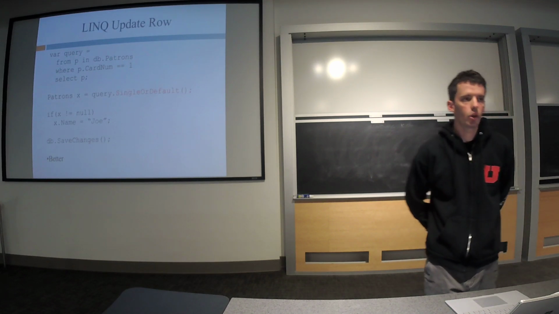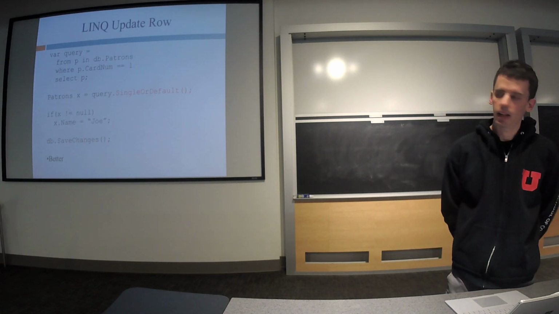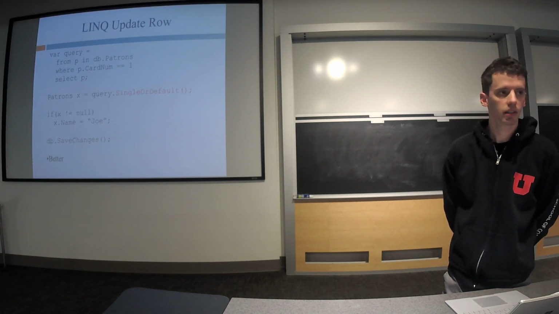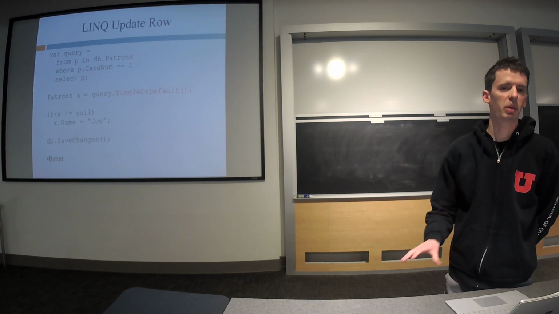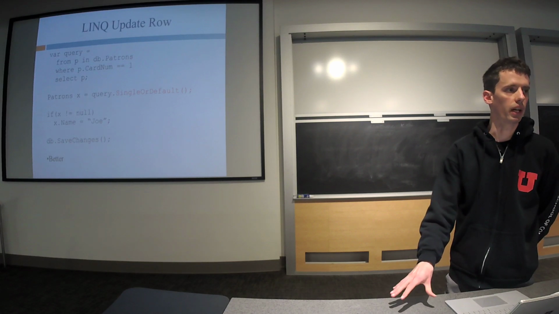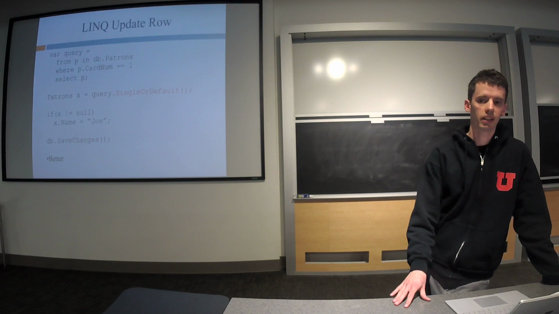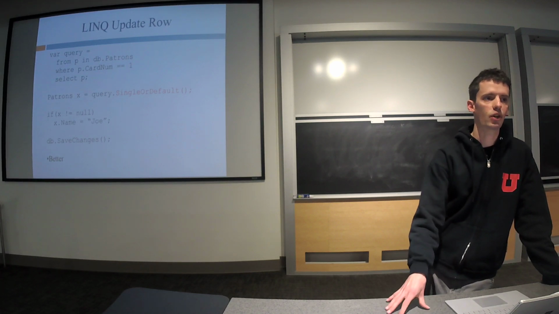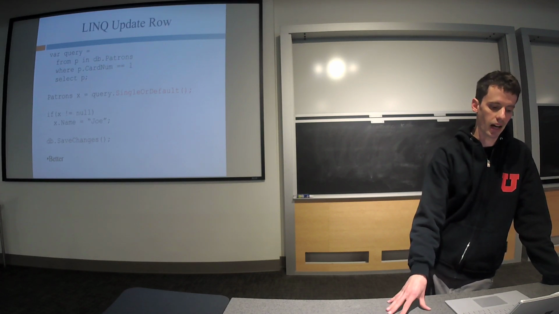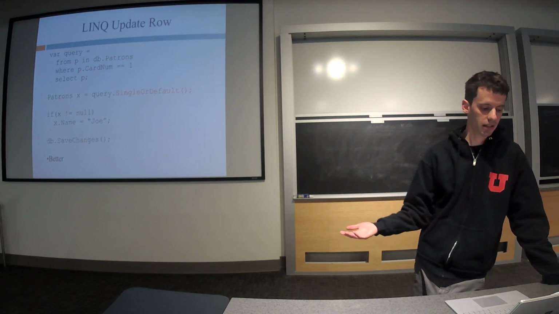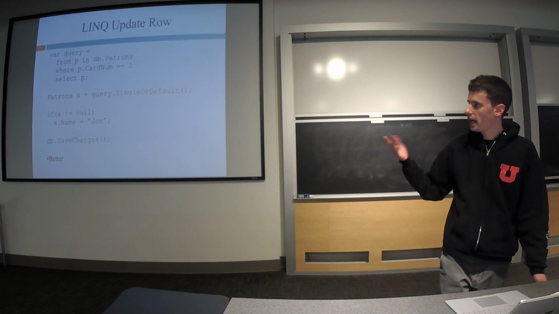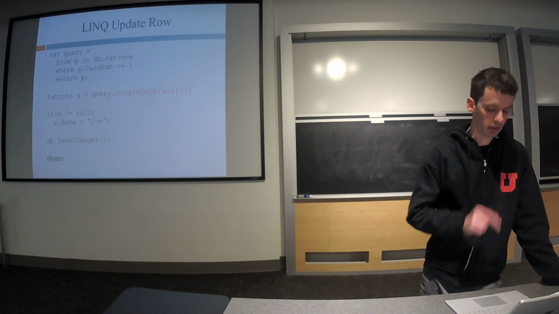So enumerable has a thing called SingleOrDefault, which means you're expecting there to be either 1 or 0 things in the enumerable. If there are 0, it'll result in default, which in LINQ terms means null. Otherwise, it'll just give you the object. So do that, and put in a check if x is not equal to null.